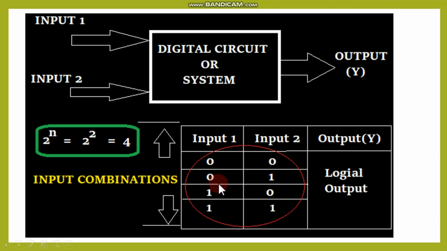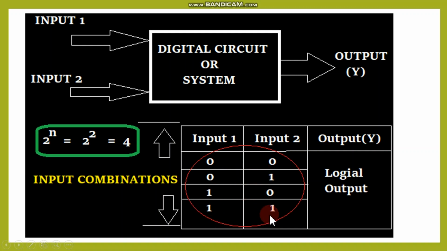Now see the second row, 0 1. Now 0 1 is the second type of combination. Now see the third row. The third row indicates the third type of combination, 1 0. Input 1 is high and input 2 is low. And see the fourth row where input 1 is 1 and input 2 is also 1. That means both the input terminals which are connected to the digital circuit are at high logic level. So these are the 4 combinations. One is 0 0, another one is 0 1, the third one is 1 0, and the fourth one is 1 1.